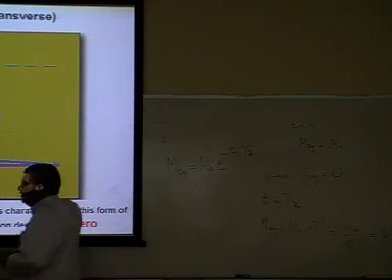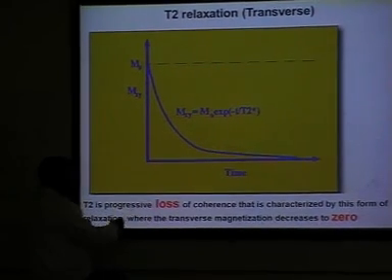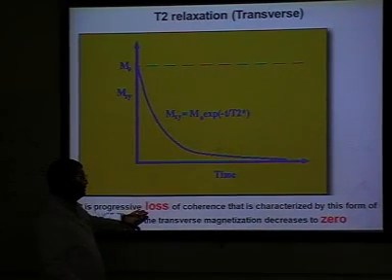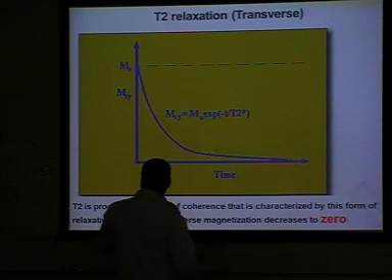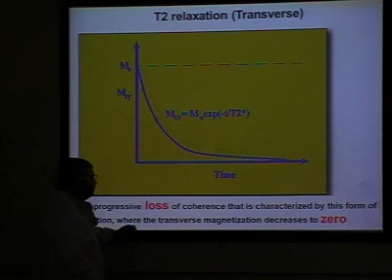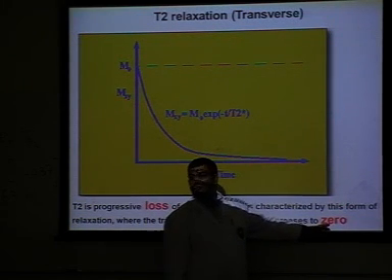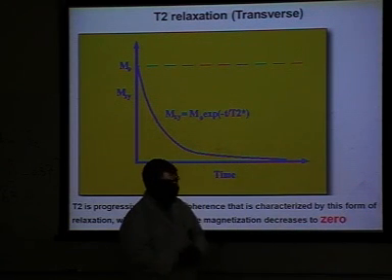So T2 is progressively lost. There is a loss in the transverse magnetization, being characterized by this form. It's called relaxation, where the transverse magnetization decreases to 0. When does it go to 0? When it's reached infinity, right? When time goes to infinity. All right.